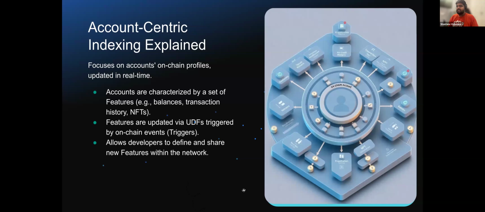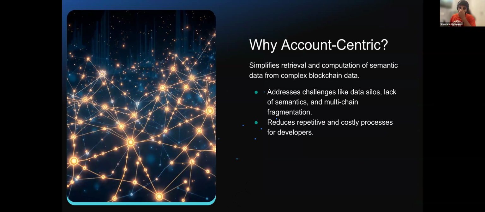Second, it allows developers to define and share new features within the network, making it more decentralized and more user-friendly. People can build their own set of rules and use others' UDFs as well. Why account-centric? The bigger question here is that, one, it simplifies the whole computation part. You don't have to run the whole Genesis indexer or run your own Genesis node from scratch.